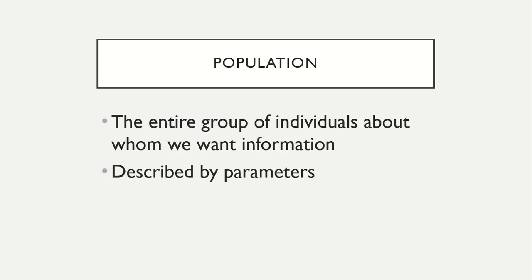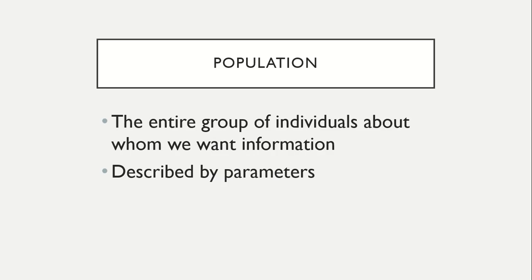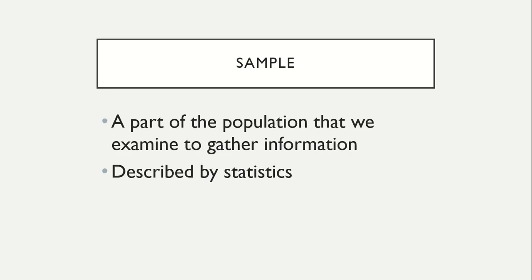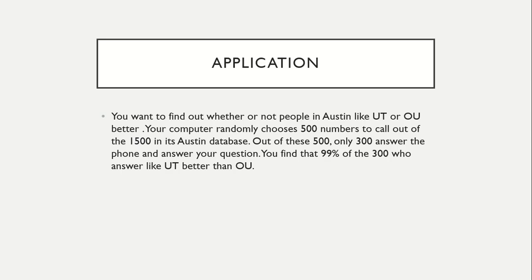This should be contrasted with a sample, which is described by statistics instead of a parameter. And a sample is a part of the population that we examine to gather information. A census attempts to gather information from every member of the population. This definition is fairly intuitive because there are things such as the US Census, which tries to gather information about every household in the United States.